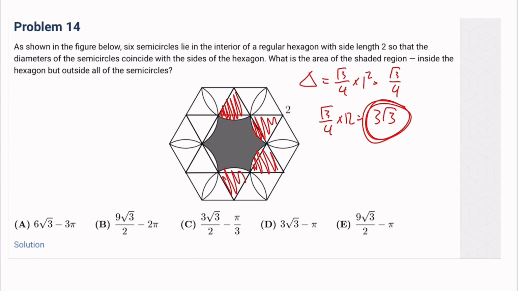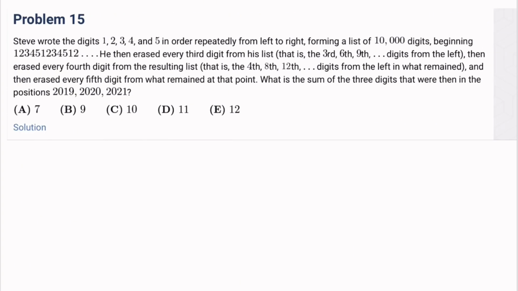You can see that each fan is 1/6 of a full circle, right? So if we have 6 of those, that's going to make a full circle. And so if we get the area of one circle, it's just pi r squared, which is pi times 1 squared. This is pi, right? And so we are doing 3√3 minus pi, so that is D. The answer is D.